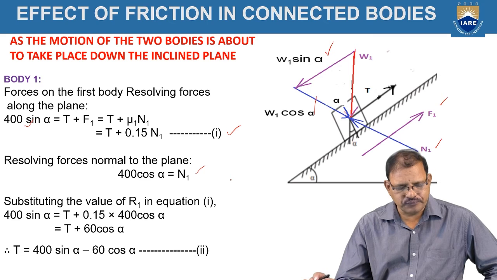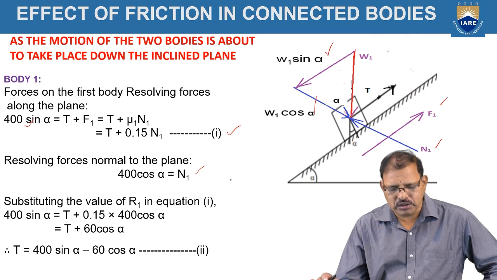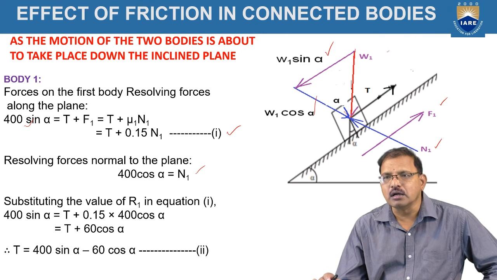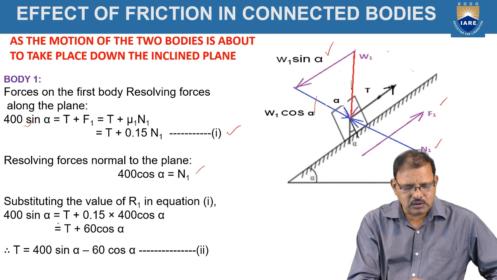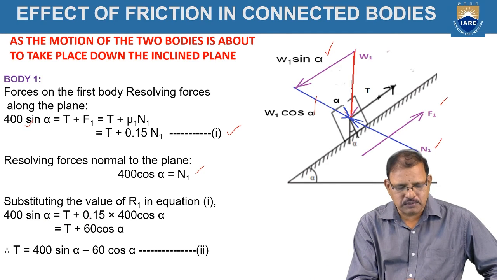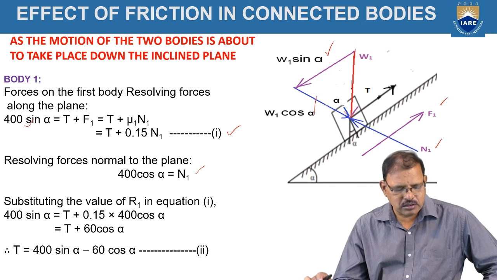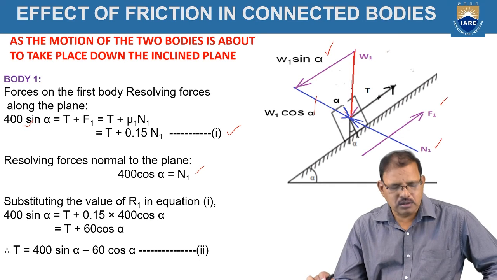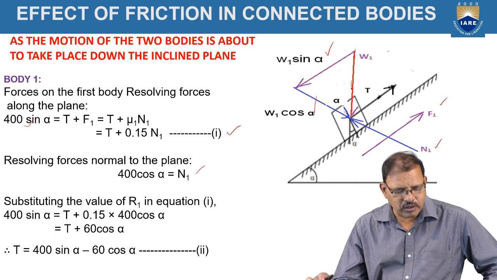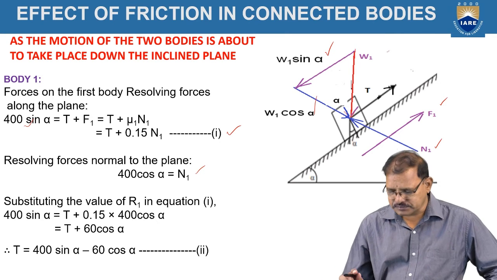Substituting the value of N1 in equation number 1, we got 400 sin alpha is equal to T plus 0.15 times 400 cos alpha, or by using this equation we got T plus 60 cos alpha. Therefore, T is equal to 400 sin alpha minus 60 cos alpha.